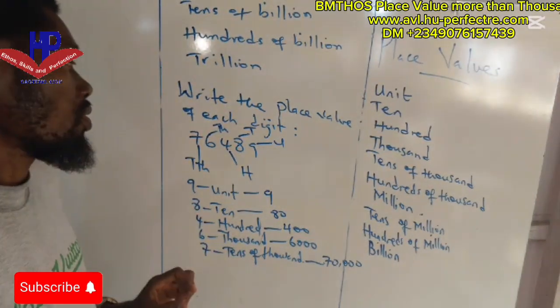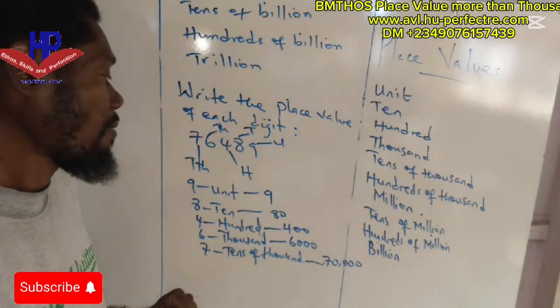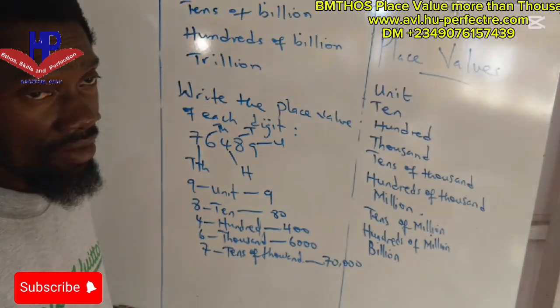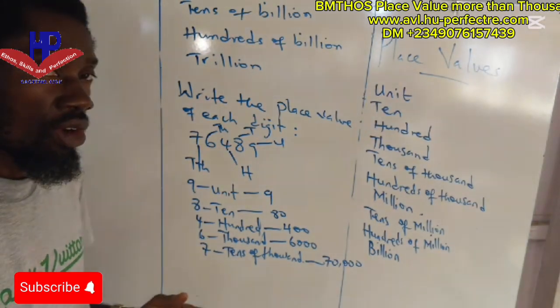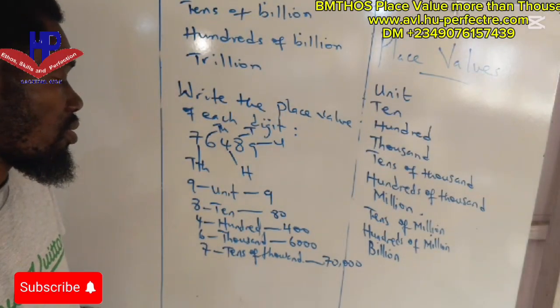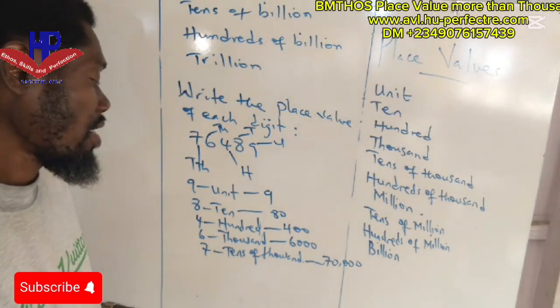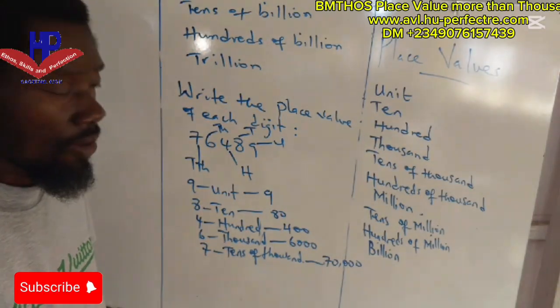So if you're asked what is the place value of 9, the answer is unit. If you're asked what is the place value of 8, the answer is 10. For 4, the answer is 100. For 6, the answer is 1,000. For 7, the answer is tens of thousands.